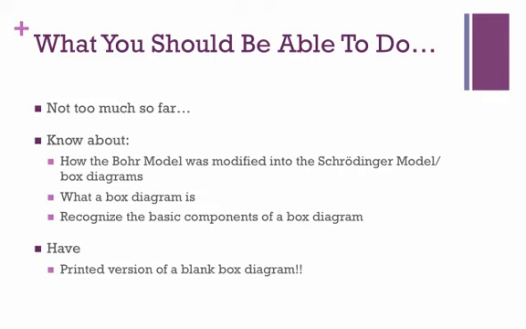First of all, we should know how the Bohr model was modified into the Schrodinger model and how we changed the rings into what we now call a box diagram. You should also be able to describe what a box diagram is and be able to recognize the basic components of a box diagram, the arrangement of the levels, the number of boxes we get per level, all of that general information we've talked about. What you should have in front of you right now is a printed version of that blank box diagram that is definitely something you'll be referencing back to multiple times over the next couple weeks. In class, we're going to spend some time going over these ideas and, more importantly, practicing making box diagrams of our own.